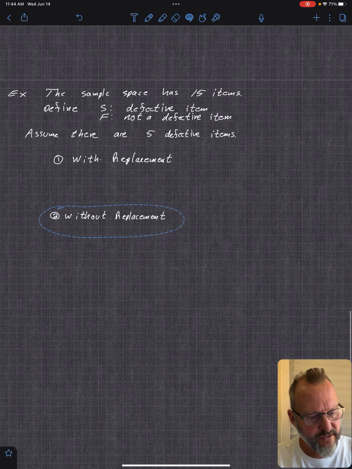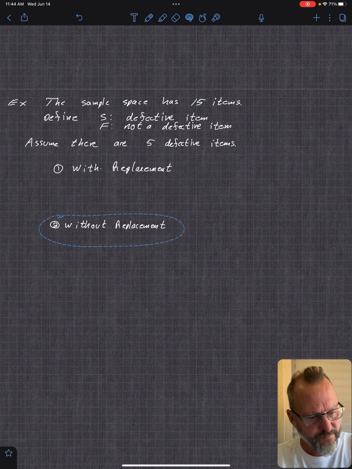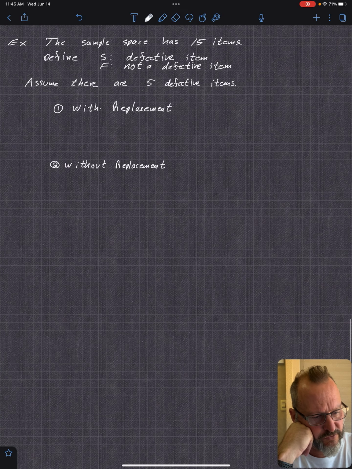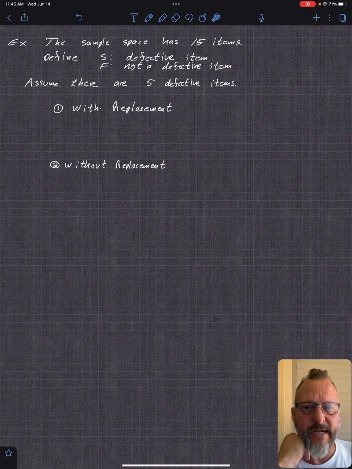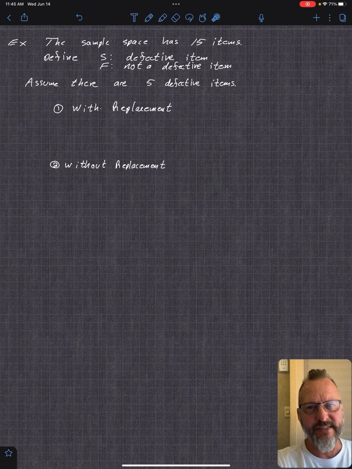Let's talk about an example, this idea of a Bernoulli experiment. Suppose you are sampling, and the sample space itself of items is 15. So that's your universe, right? Your sample space is 15 items. And we're going to define a success as the item being defective. You found the defective item.